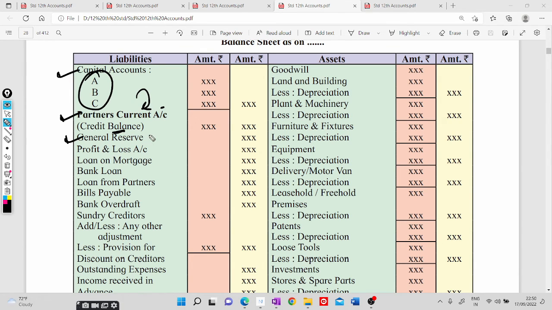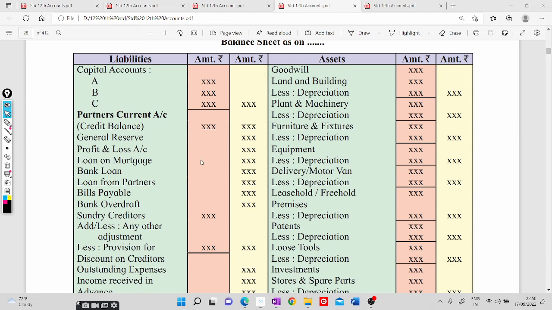General reserves, which are undistributed profits, profit and loss account undistributed profit, loan, bank loan, loan from partners. These are some of the non-current liabilities. Then current liabilities like bills payable, bank overdraft, sundry creditors, etc. These will be shown on the liabilities side.